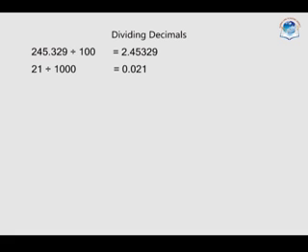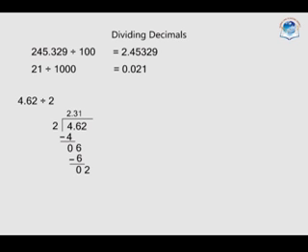Decimals are divided by whole numbers in the same way that whole numbers are. For example, 4.62 divided by 2, we shall use the same long division method. 2 goes into 4 2 times. Because of 4, we subtract and get 0. We put the decimal point and drop 6. 2 goes into 6 3 times. Because of 6, we subtract and get 0. We do not add another decimal, but we drop 2, and 2 goes into 2 1 time. So the answer is 2.31.